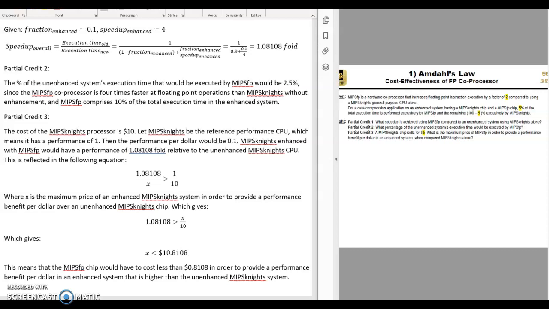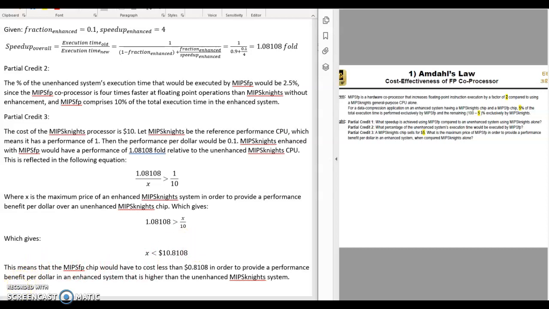So we know the cost of the MIPS NICE processor is going to be $10, and we're also going to be letting MIPS NICE be the reference performance CPU, which means that it's going to have a relative performance of 1, because it's relative to itself. What that's going to mean is that the performance per dollar is going to be 0.1, since it's going to be 1 divided by 10. That being said, MIPS NICE enhanced with MIPS FP is going to give us a performance of 1.08108 fold relative to the unenhanced MIPS NICE CPU.